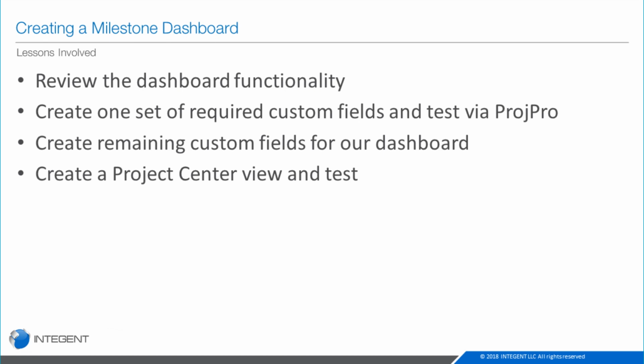First, we're going to review the dashboard functionality, show you what it's all about and how it can help you out. Once we do that, there are a number of milestones that we're going to ultimately display in the dashboard. I think there's about 5 or so. What we're going to do first in our lessons here is create one set of the required custom fields and test it just to make sure that this process is working out okay and we're happy with the results. Once we've confirmed that our method is going to work, we'll go ahead and create the remaining custom fields for the dashboard.